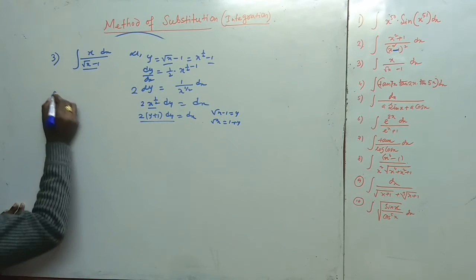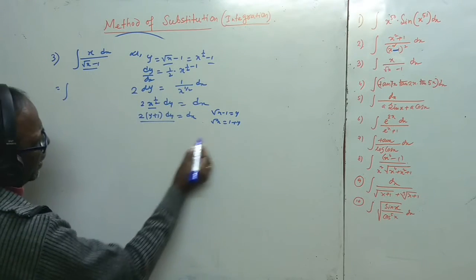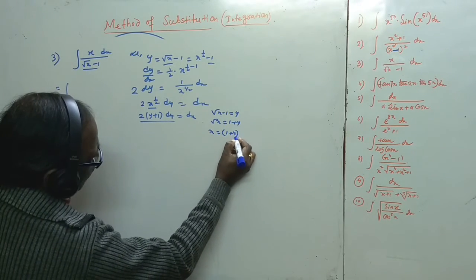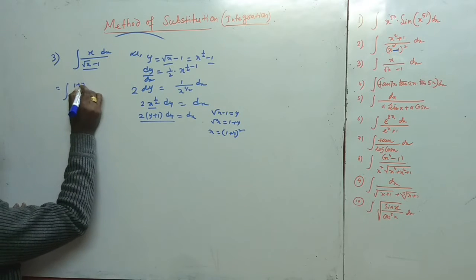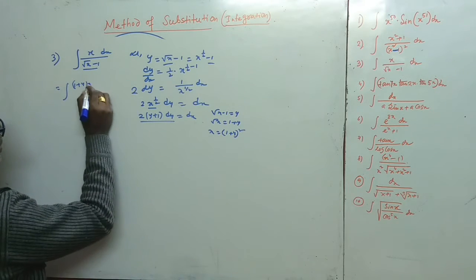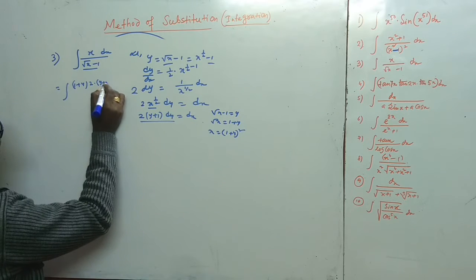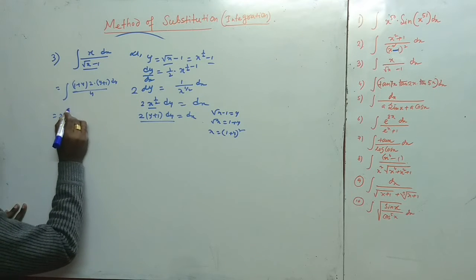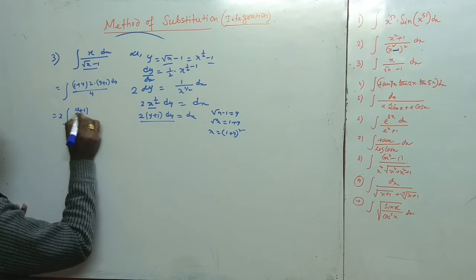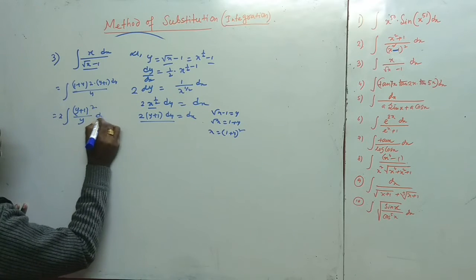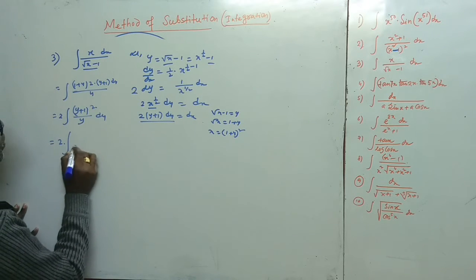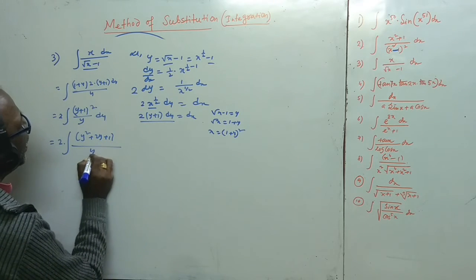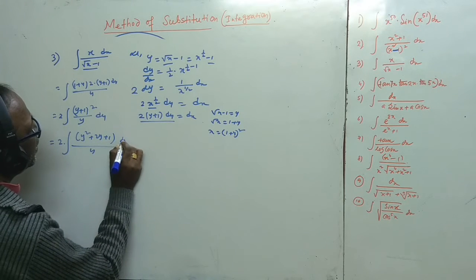This is the substitution. So now from here, x is equal to (1 plus y) whole square. So this is 1 plus y, and now dx is 2 into (1 plus y) into dy, and this is whole divided by y here, okay? 2 into (y plus 1) whole square by y dy. This is 2 (y square plus 2y plus 1) by y dy.